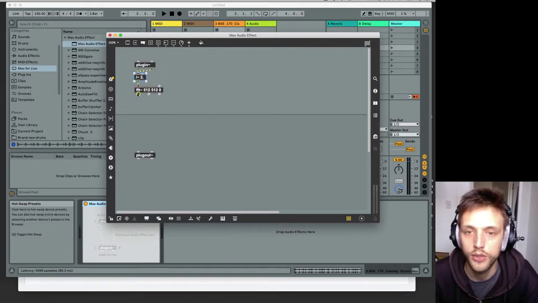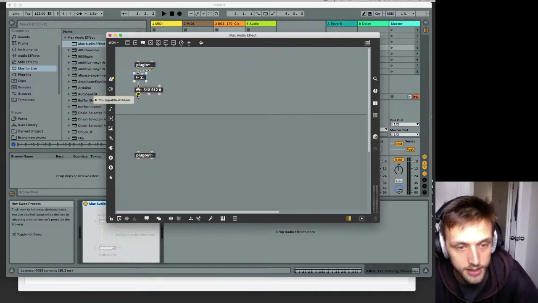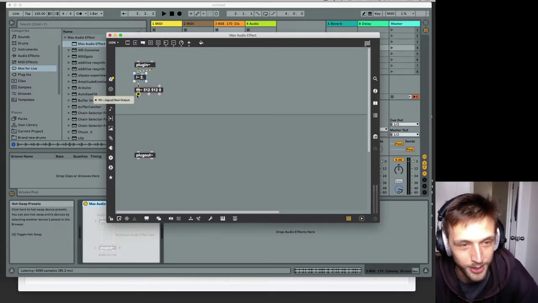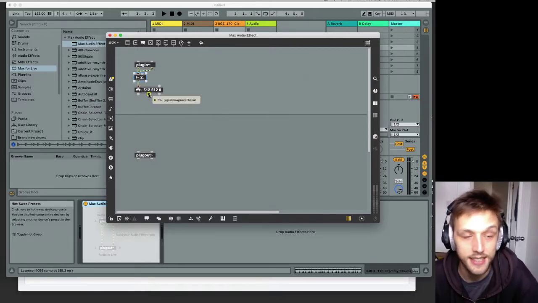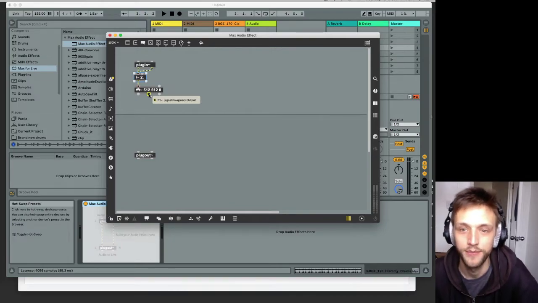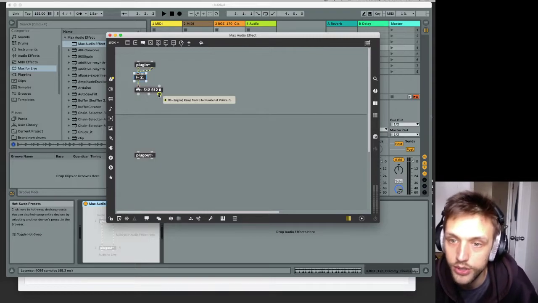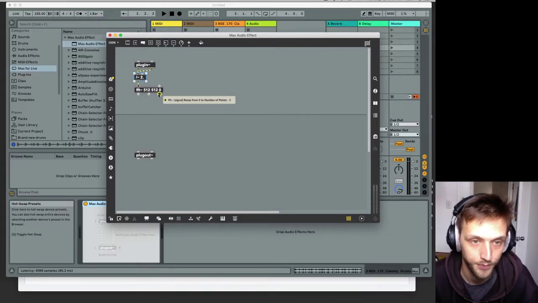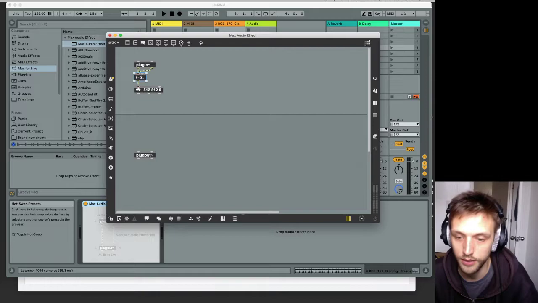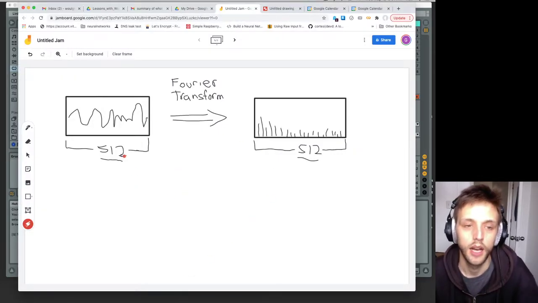And now there are these 3 outputs. And this can look a little bit daunting. I don't know if you can read that, so I'm just going to read it out to you. The first output is the real output. The second one is the imaginary output. And the third one is the ramp from 0 to number of points minus 1. Okay, that sounds kind of confusing, so let's go back here.